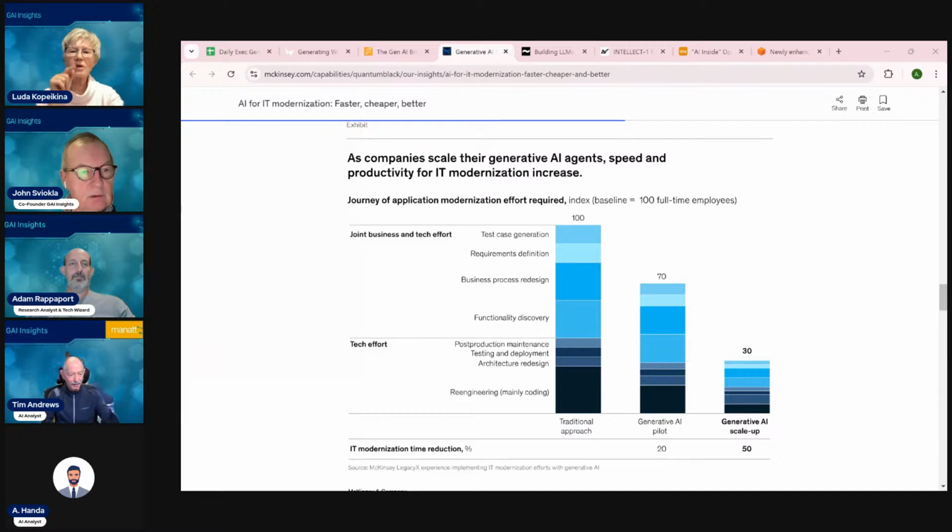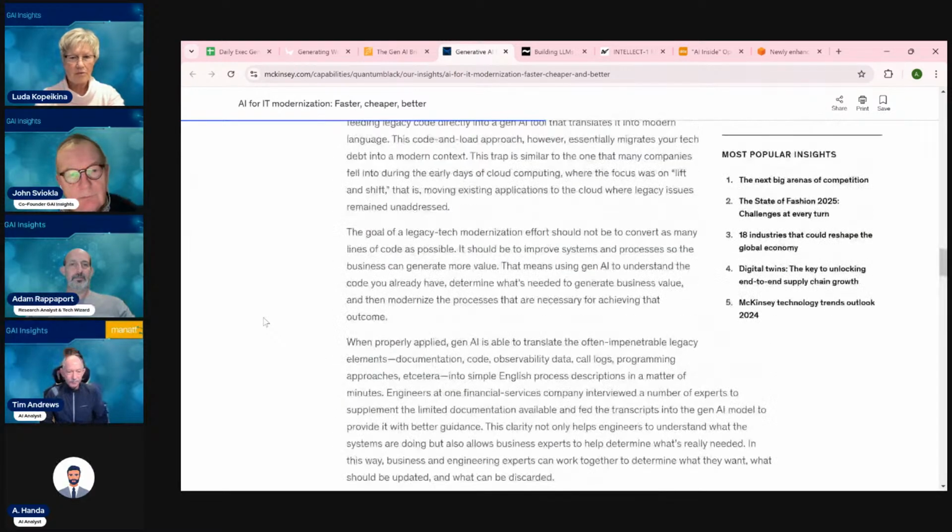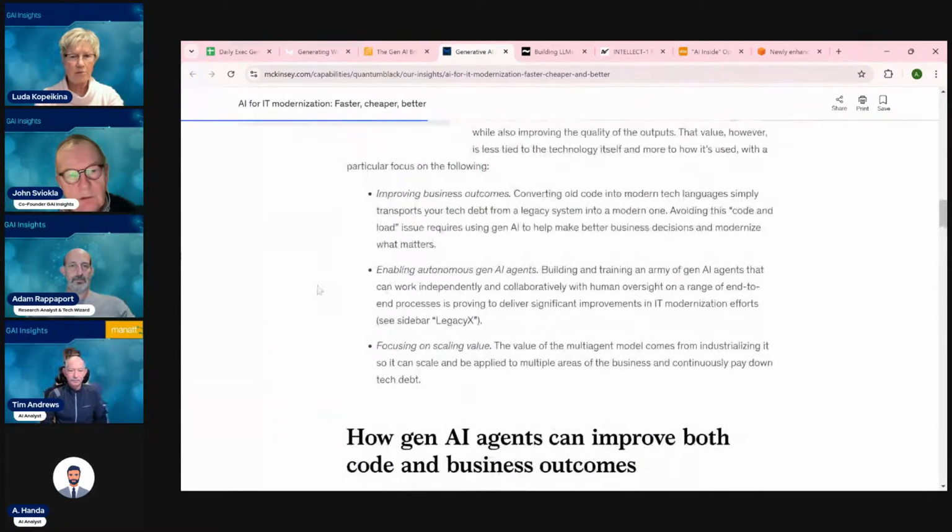Ankash, if you can scroll up at the end of the first section, there are 3 recommendations that they go into more detail on. The 3 bullets right here. Yeah. Okay. Yeah. John, Adam.